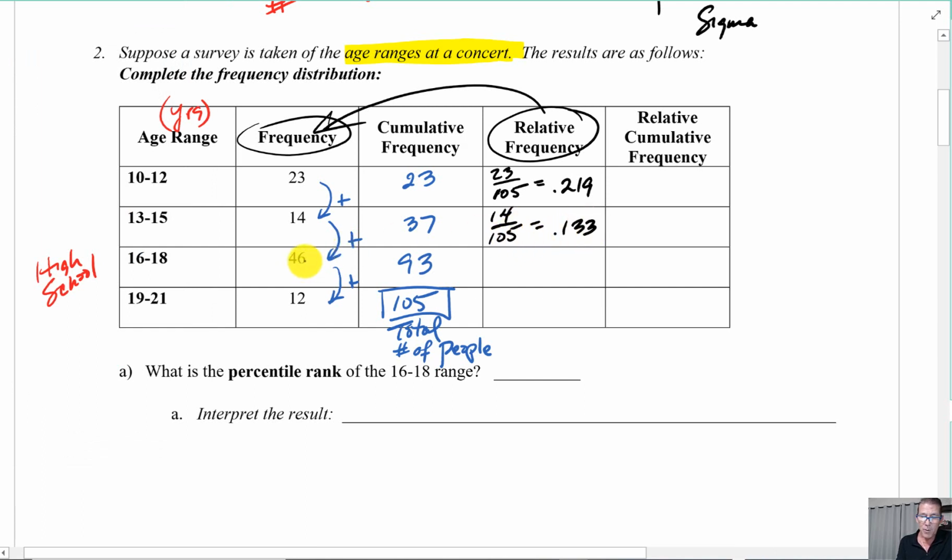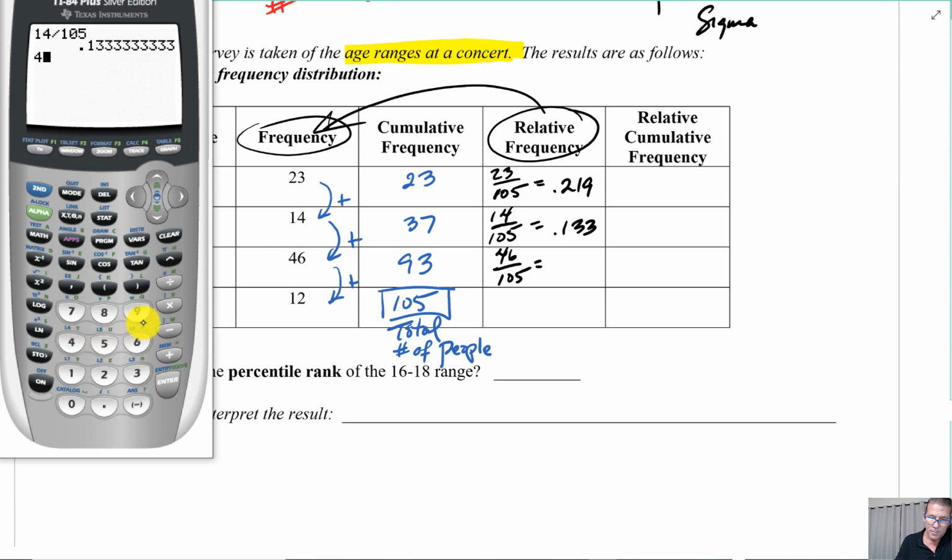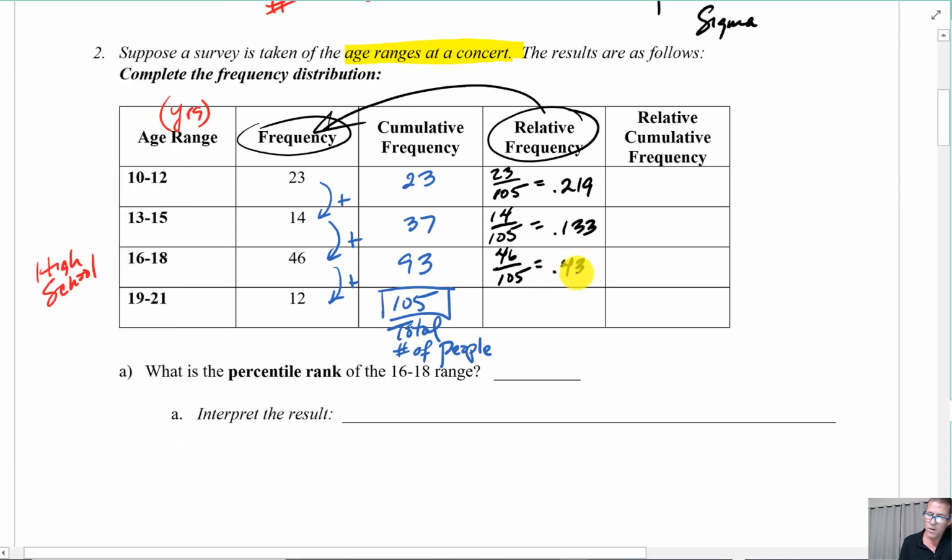Now let's go. There are 46 people between the ages of 16 and 18. So there's 46 out of the total 105. That's the relative frequency: how many there are in that group divided by the total. Looks like close to 50%. Let's figure that out. 46 divided by 105, and that's about 0.438. Rocking and rolling.